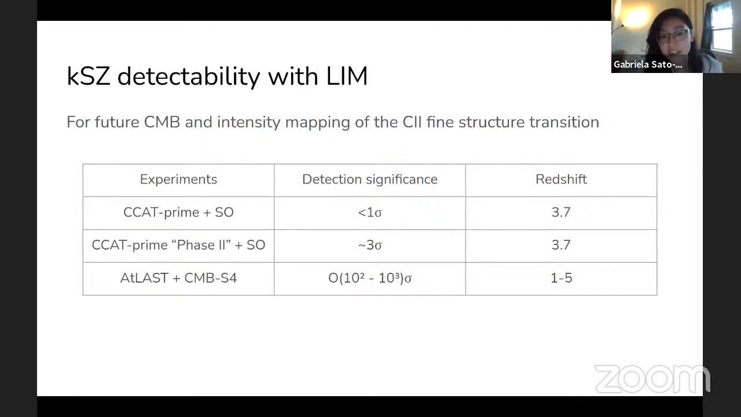We show that with longer observation times, with the full survey area, et cetera, it is in fact possible to get a KSE detection at these very high redshifts. And next we consider these next generation experiments with ATLAS and CMB+EOR, and we show that over this very wide redshift range we can get a very, very significant detection of the KSE with C2 intensity mapping as a tracer of large scale structure.